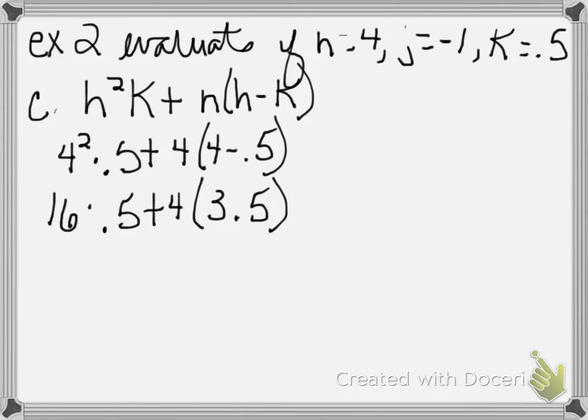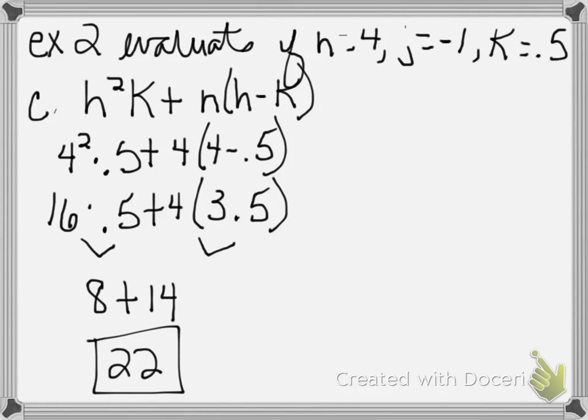Order of operations, I can multiply. I've got two sets of multiplication. 16 times 0.5 and 4 times 3.5. So I'm going to multiply 16 times 0.5 and get 8. And then I'm going to multiply 4 times 3.5 and get 14. Then I'm adding 8 plus 14 and I get 22.